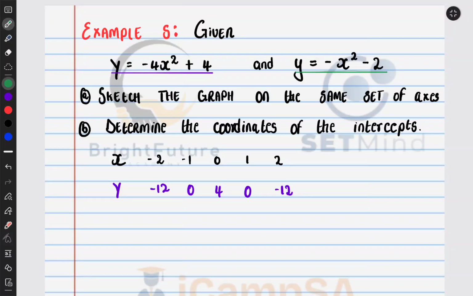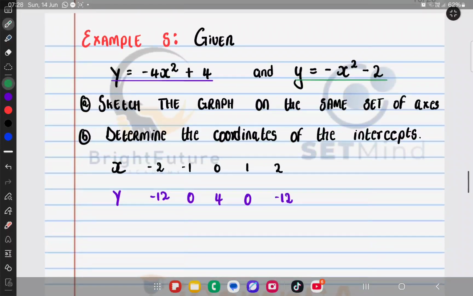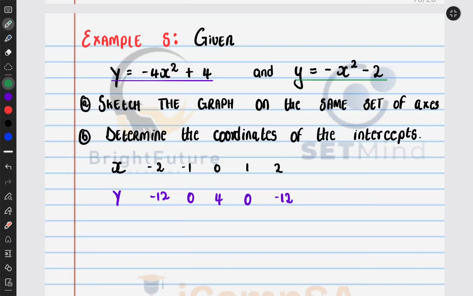Then let's find the corresponding y values for the second function. Y is equal to -x squared minus 2. So the corresponding y values for the second function are: -2 gives -6, -1 gives -3, 0 gives -2, 1 gives -3, and 2 gives -6.